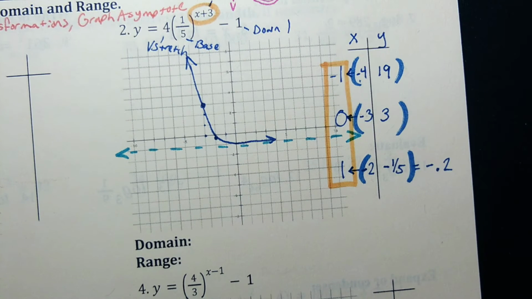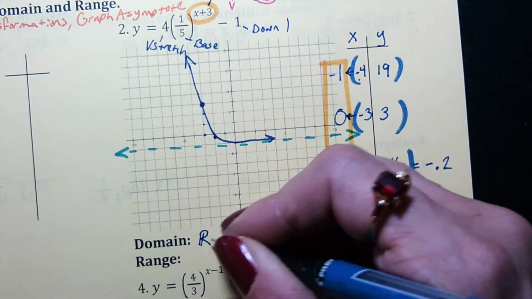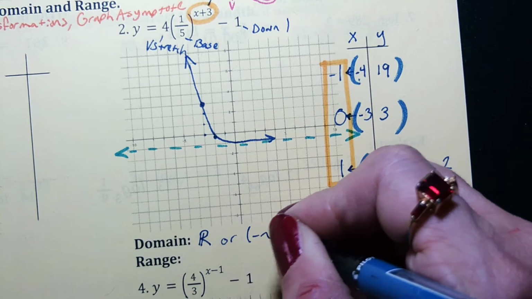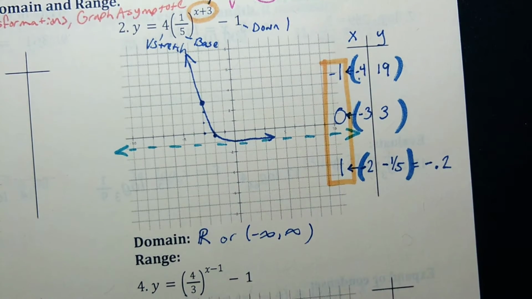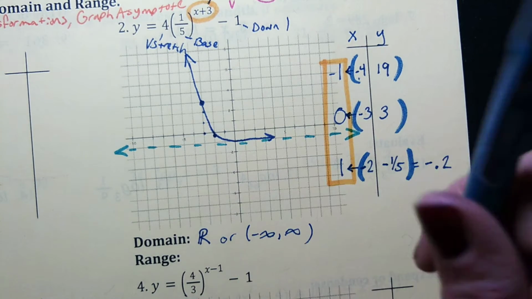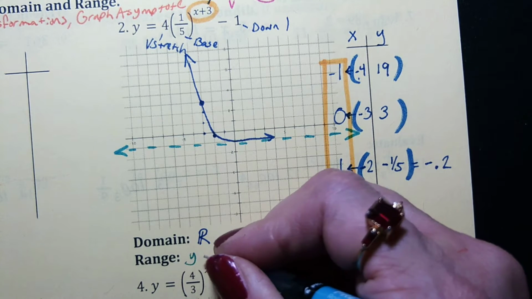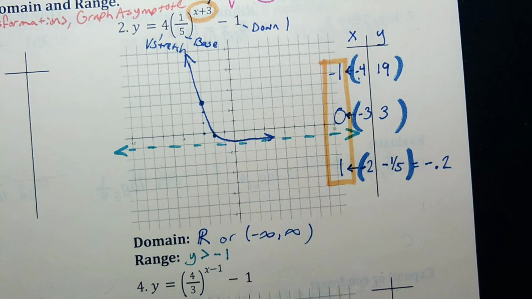How about the domain? What's the domain for any exponential? All real numbers, or if you feel like being fancy with parenthetical notation, you can do negative infinity to infinity. The range. Do our y values get covered everywhere? No, they are covered above the asymptote. So y greater than negative 1.